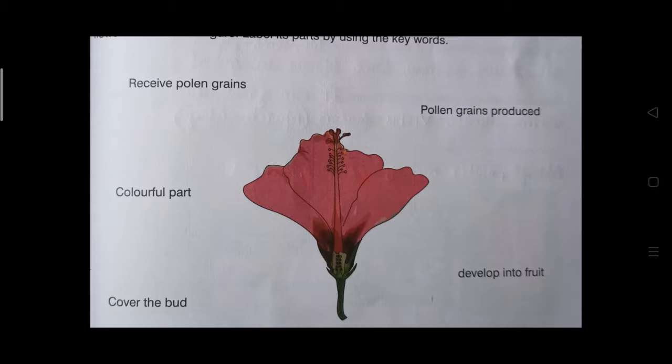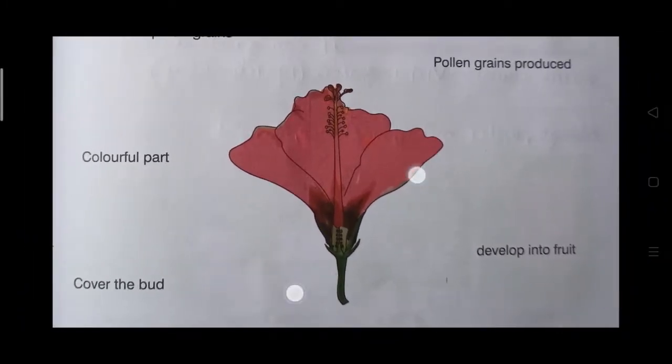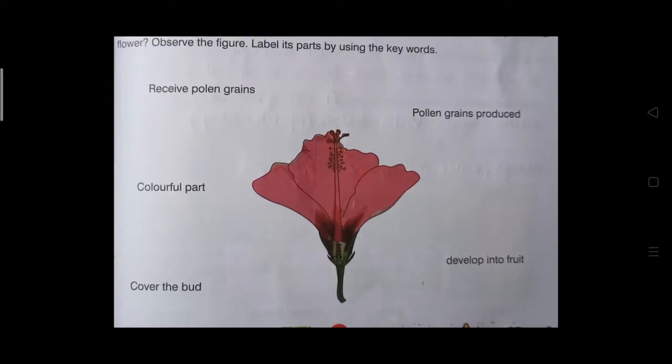The next one is the colorful part. Which is the most attractive part in a flower? The colorful part. You write the name there. And cover the bud: the protective part, which is green in color, will cover the bud. So you name the part. The next one: pollen grains are produced. You know that the male part will produce the pollen grain. So which part of the male part will produce the pollen grain? You identify the part and write it here.